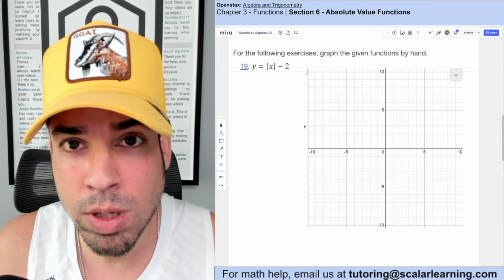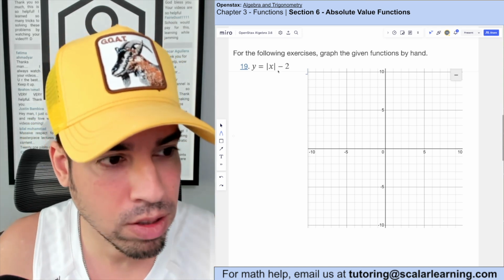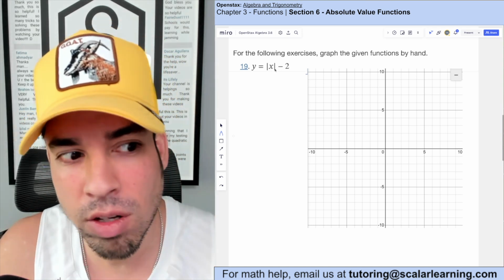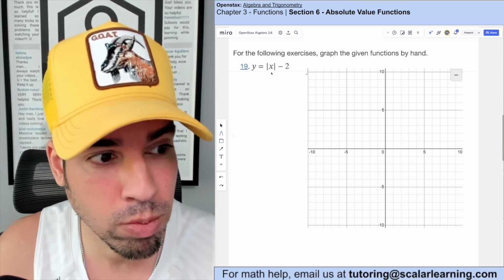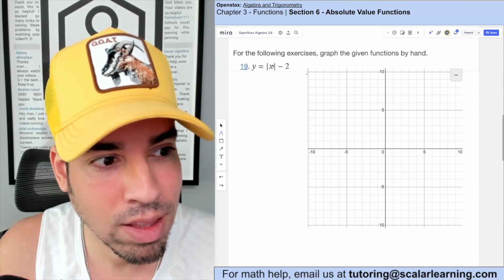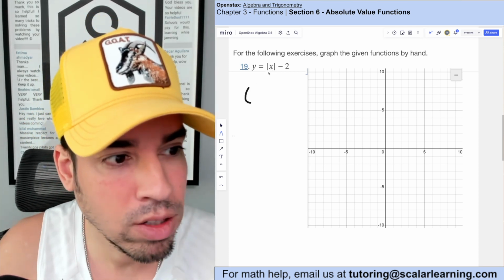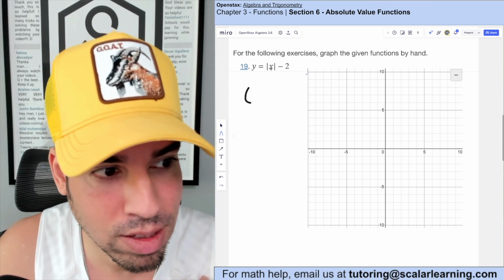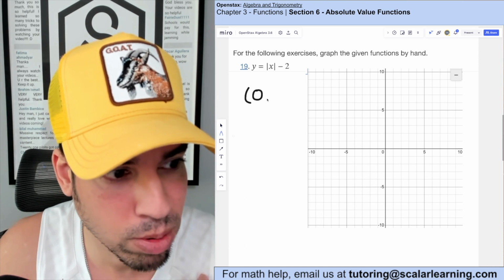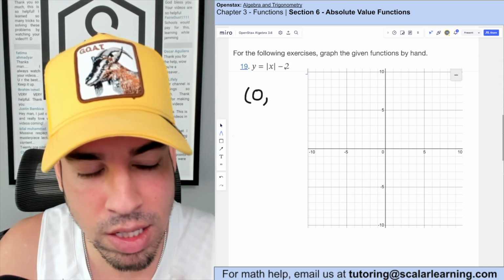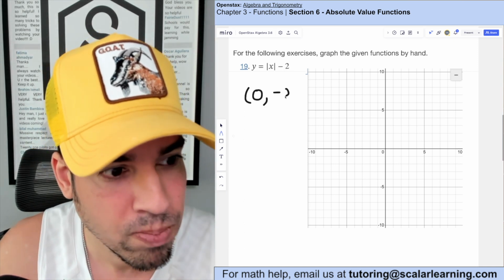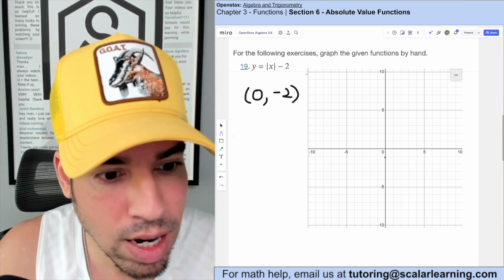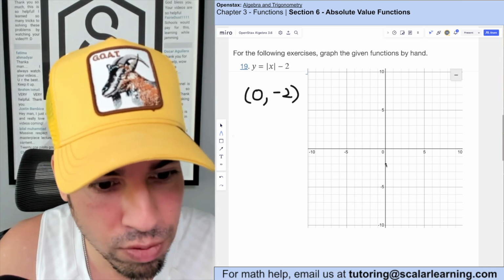Done. So for this one, I'm going to show you two different ways that you can graph this. The first is you can look at this as being in vertex form. For example, there's nothing inside that absolute value, so I know that my vertex is going to occur when this zeroes out, meaning when x is 0. And when x is 0, you get a function value of -2 for y. So I know that I'm at (0, -2) for my vertex.